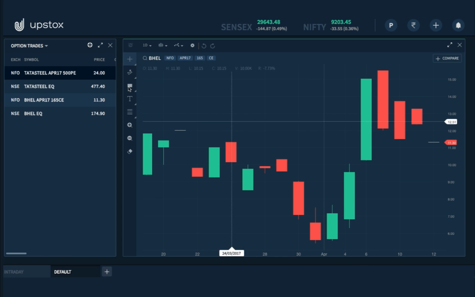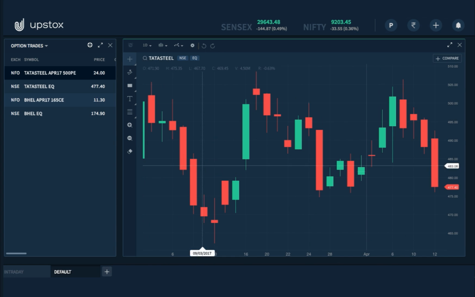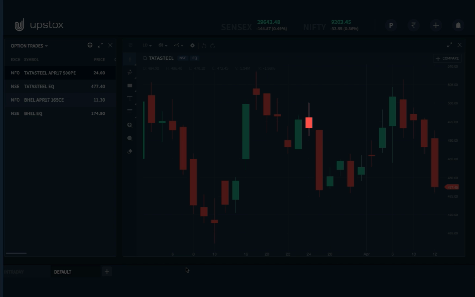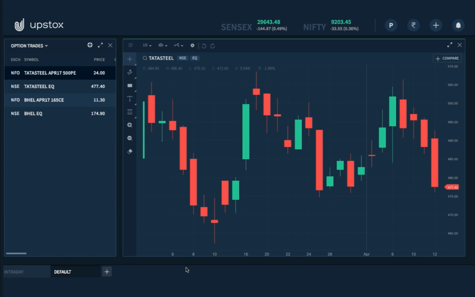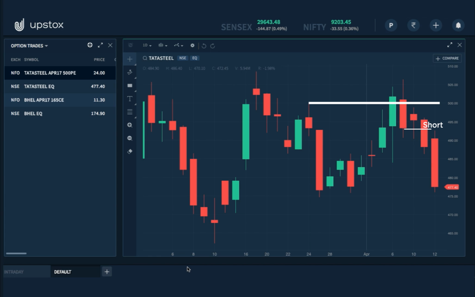Now let me show you another example of Tata Steel. This is a very recent one that happened for shorts. If you can see this very clearly, we have a swing high right here. This bar clearly closes above it, so that's our EOS line. The next bar closes below it, and that's where we will short. So what do we do when we short? We buy put options.